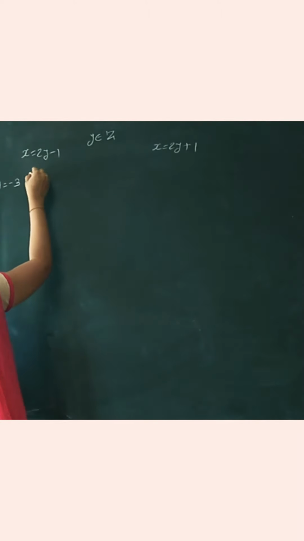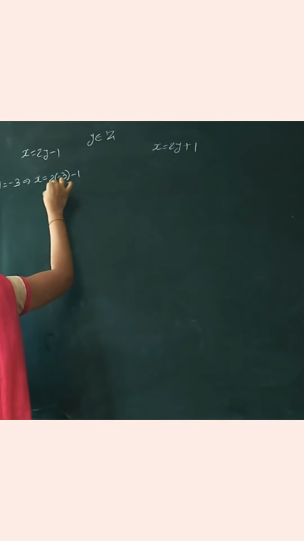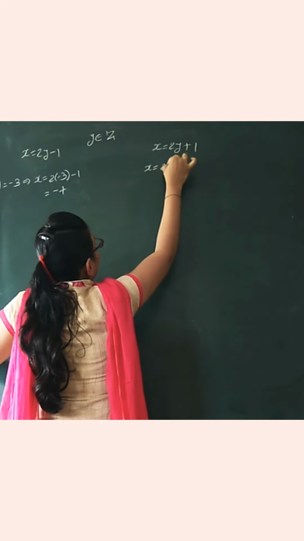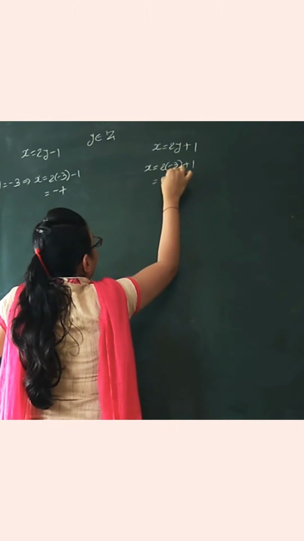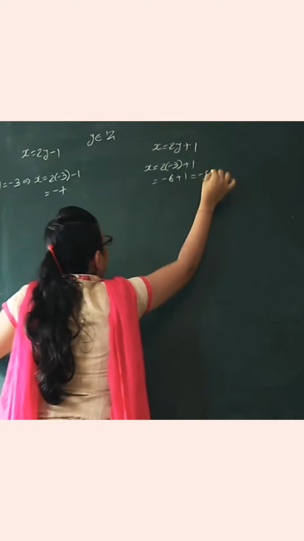I am writing here two different things. Suppose y is equal to minus 3. I am putting y is equal to minus 3. So here I will get x is equal to 2 times minus 3 minus 1, that is minus 7. And what is here? x is equal to 2 times minus 3 plus 1, so your answer is minus 5. I got a different answer. Wait, just wait. We are doing.